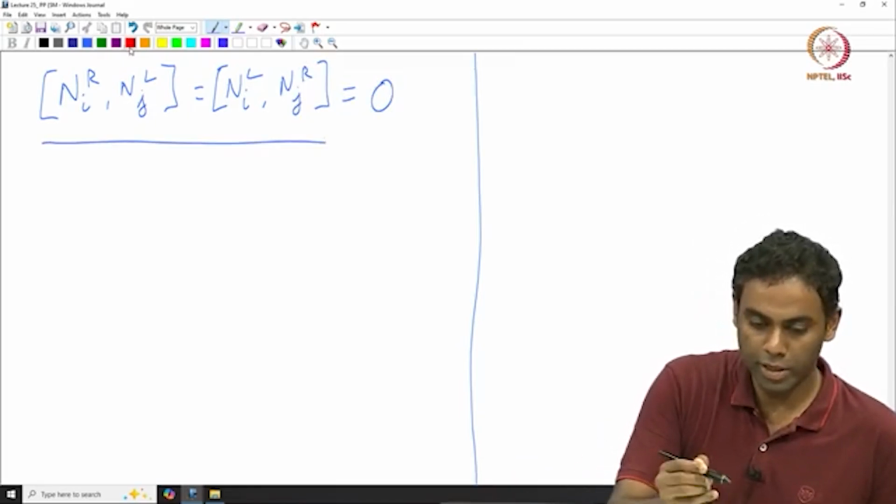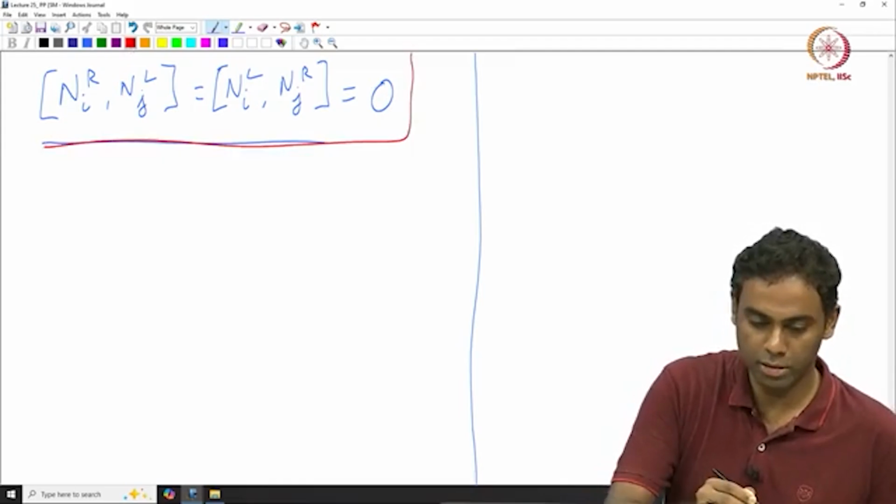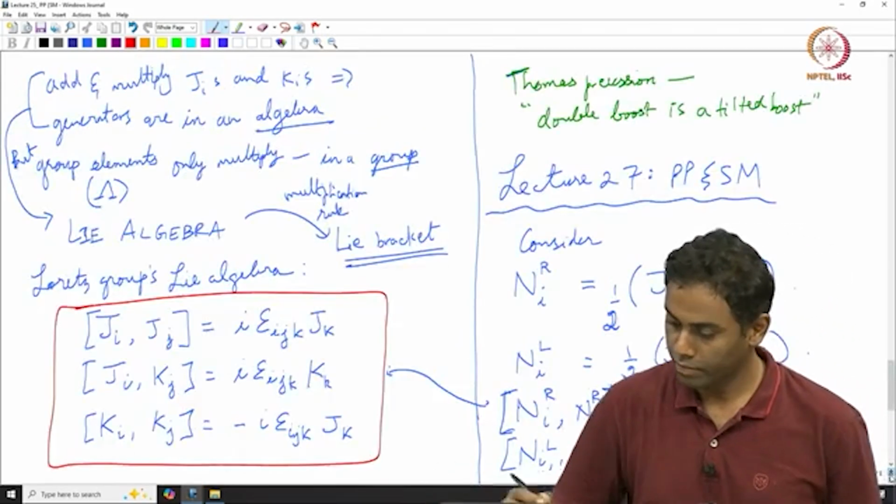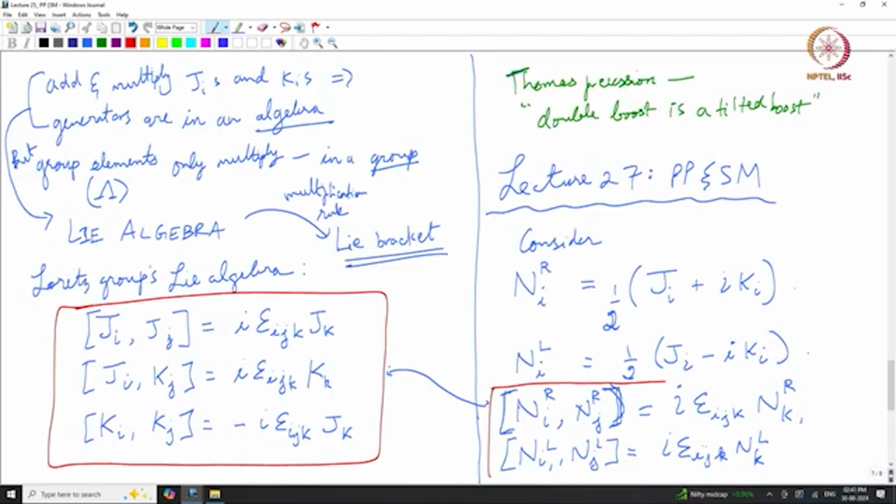Now these 3 commutators have a very deep interpretation. Okay. So what has happened here? This looks just like the rotation algebra, correct? The right handed ones are independently in their own rotation algebra. The left handed ones are independently in their own rotation algebra, correct?